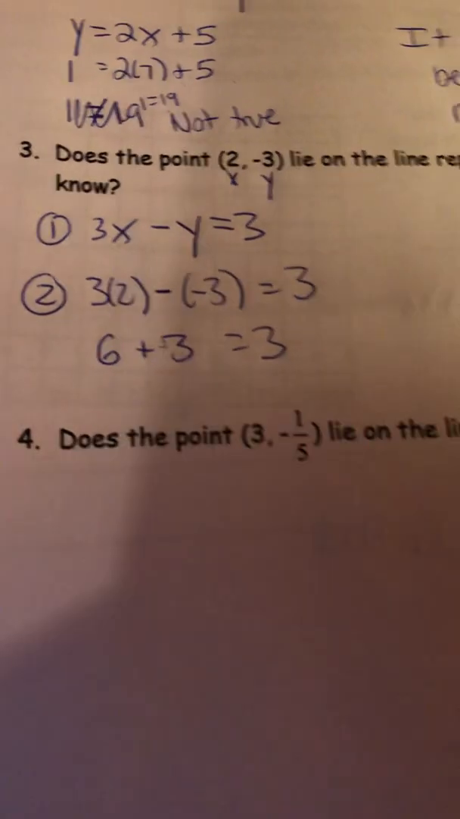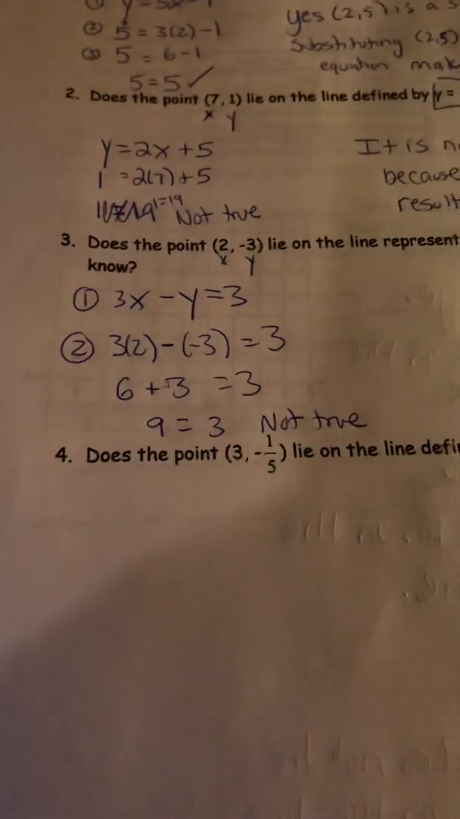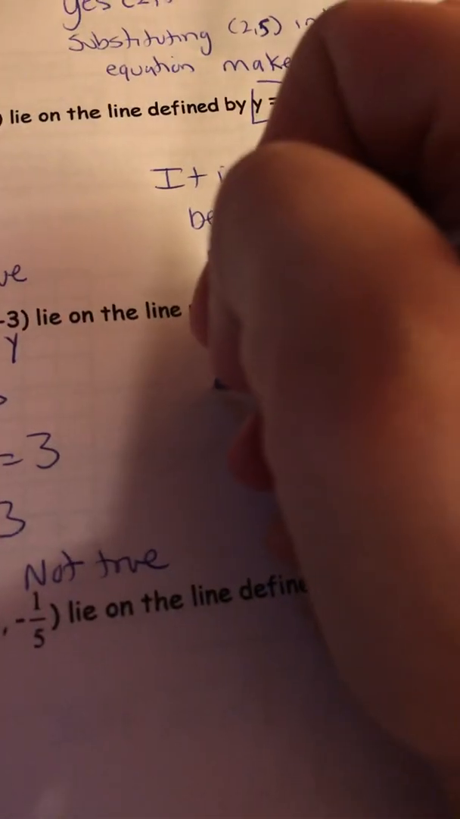No. This is a trick question because people would probably do 6 minus 3 and think this was true. But it's not. 9 equals 3 is not true. Therefore, the point (2, -3) is not going to lie on that line. You should say the point (2, -3) is not a solution to the equation.